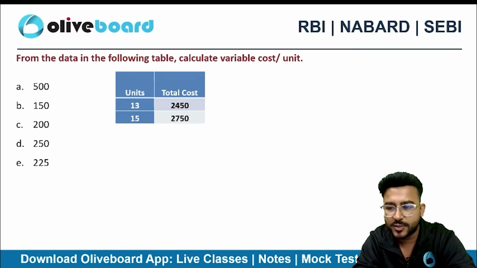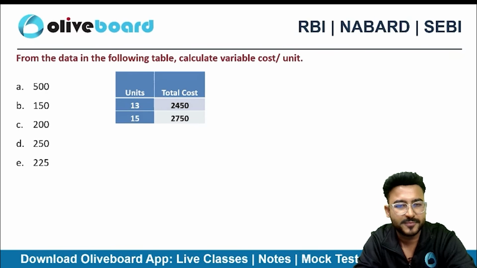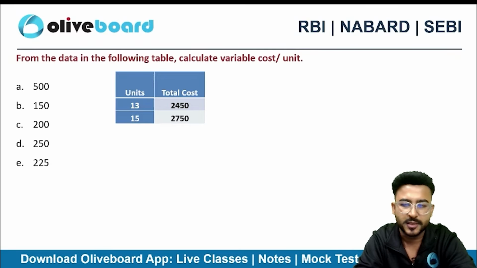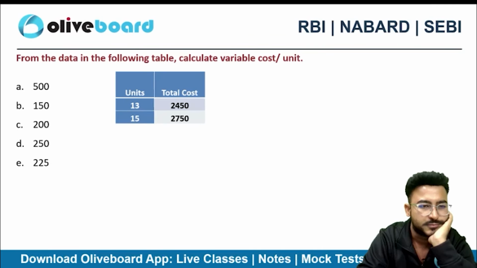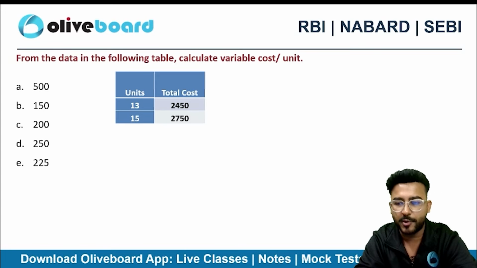Acha, can you guys also calculate the fixed cost here? I can see variable cost. All of you have computed that perfectly. What about fixed cost element? Can you also calculate the fixed cost here?